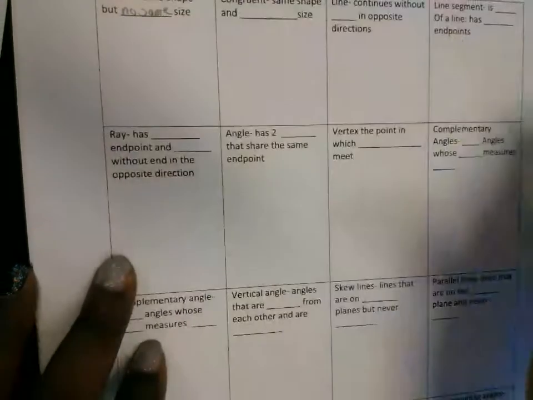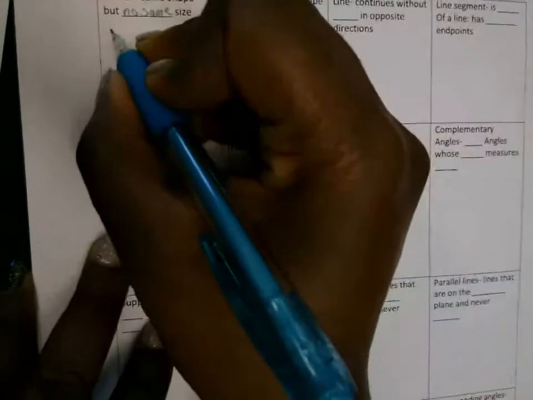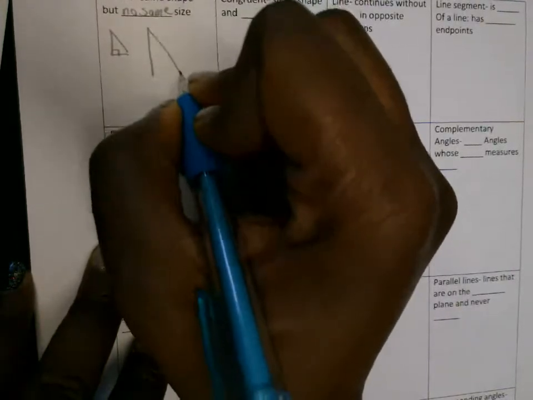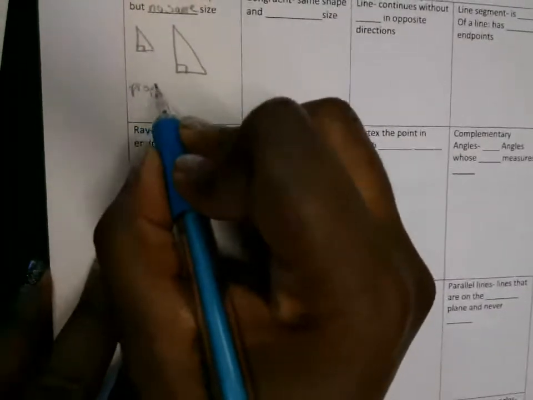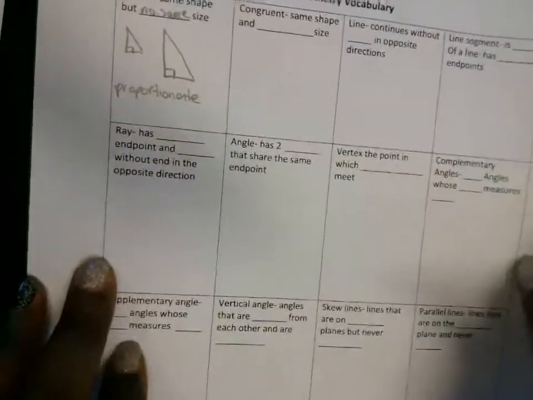Similar, same shape, but not the same size. Okay, so you could have two right triangles. They are similar, they're proportionate. Similar means that they are proportionate, but they are not the same size. Same shape, but not same size.